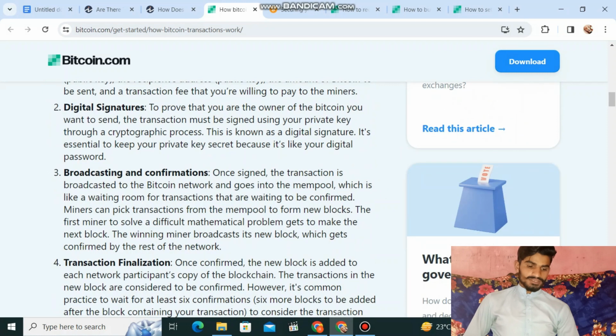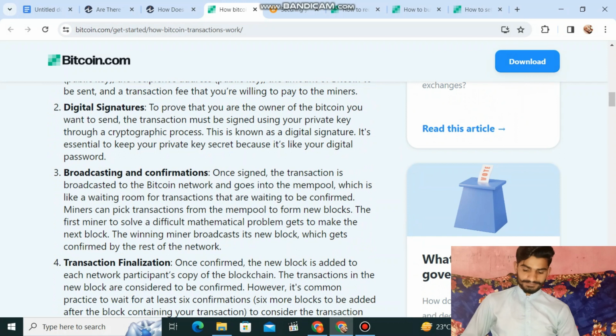Broadcasting and confirmations. Once signed, the transaction is broadcasted to the Bitcoin network and goes into the mempool, which is like a waiting room for transactions that are waiting to be confirmed. Miners can pick transactions from the mempool to form new blocks. The first miner to solve a difficult mathematical problem gets to make the next block. The winning miner broadcasts its new block, which gets confirmed by the rest of the network.